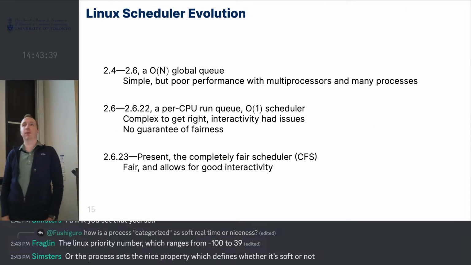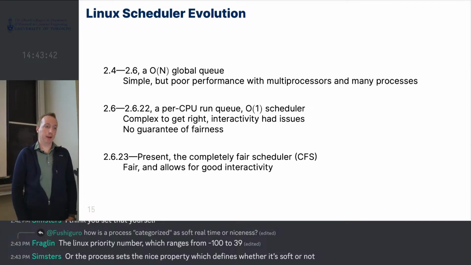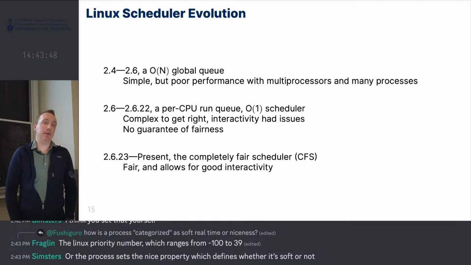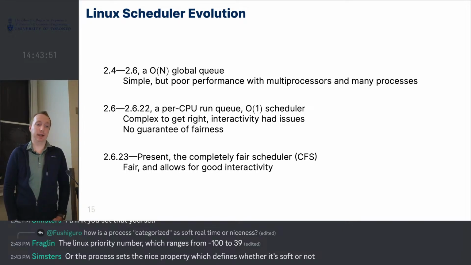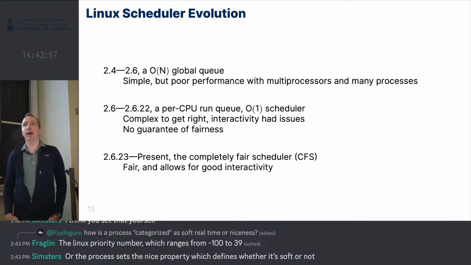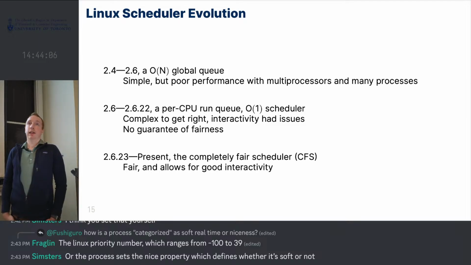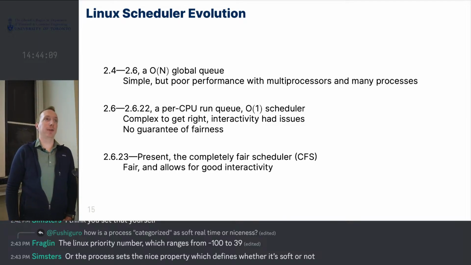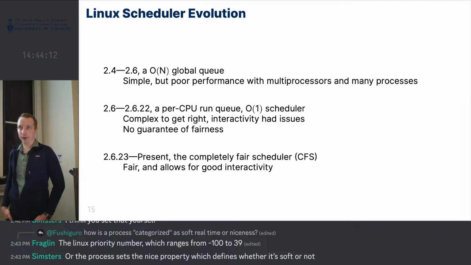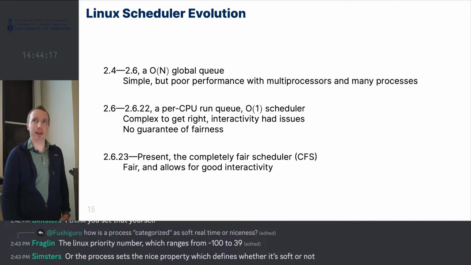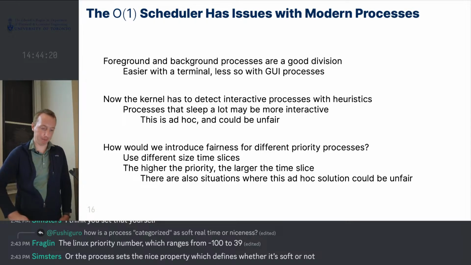Yeah, so here's where we are so far with the normal processes. We've made it to the middle, where we had the O(1) scheduler, which turned out to be fairly complicated to get right, and interactivity had some issues. It wasn't super responsive, and it also had no guarantee of fairness. Since it was just stealing processes between CPU cores, it could make some bad decisions. So the actual scheduling algorithm that is used in Linux right now is something called the completely fair scheduler. And as you might imagine, it's fair. It allows for typically good interactivity, and that's what's used now.